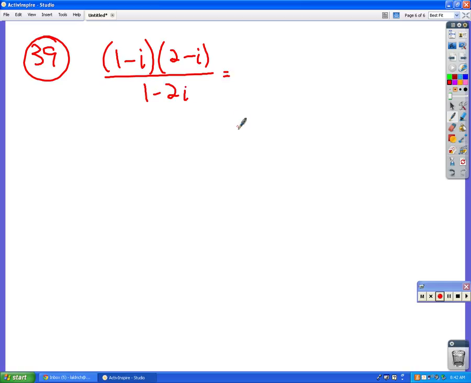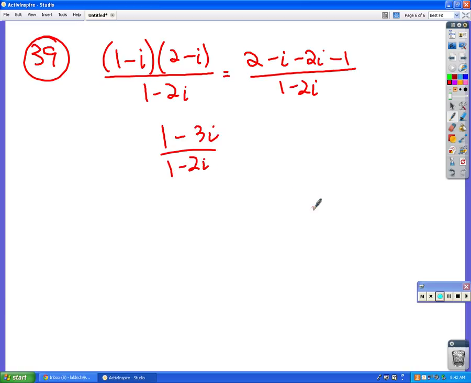Okay, so before you have to, like Taylor said, unfortunately for this, you have to foil the top first. So first times first is 2. Outside is negative i. Inside is negative 2i. And then negative i times negative i is positive i squared, which is negative 1. Okay, 2 minus 1 is 1 minus 3i.